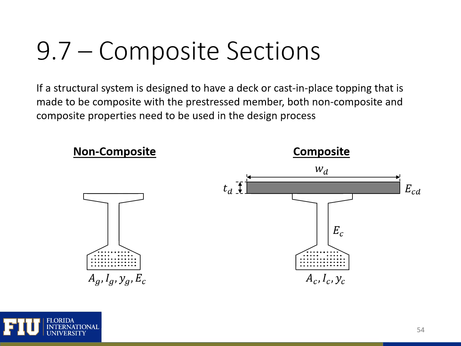If a structural system is designed to have a deck or cast-in-place topping that's made composite with the pre-stressed member, we're going to need both non-composite and composite section properties for the design process. So on the next couple of slides, I'm going to talk about the composite section properties and when they should be used.